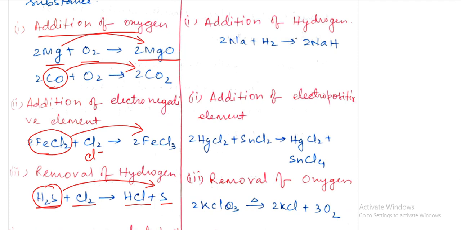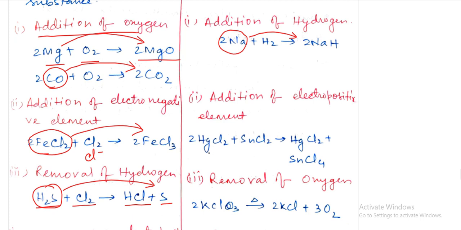That means if hydrogen is added to any element or any substance, then we can say that it has reduced. So here you see sodium is converted to sodium hydride. That means hydrogen has been added. So we can say that sodium is reduced to sodium hydride. Okay. Next you see addition of electropositive element.